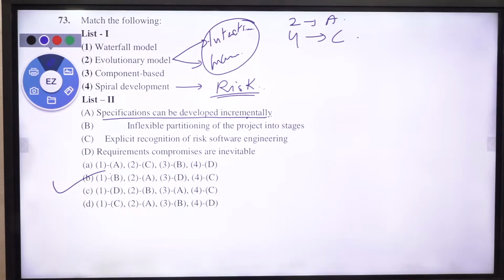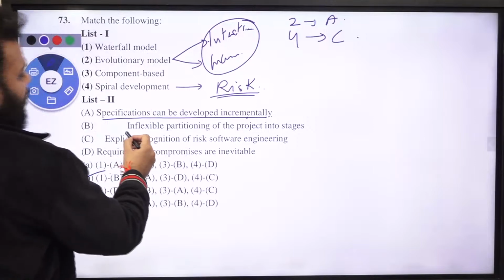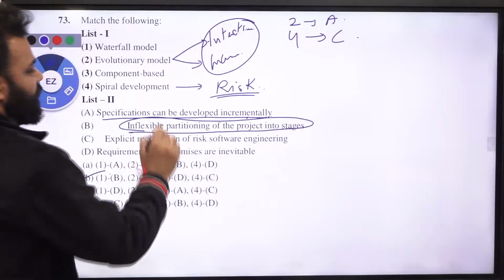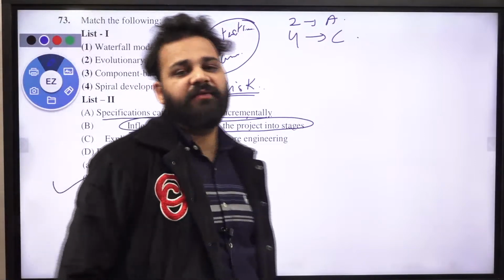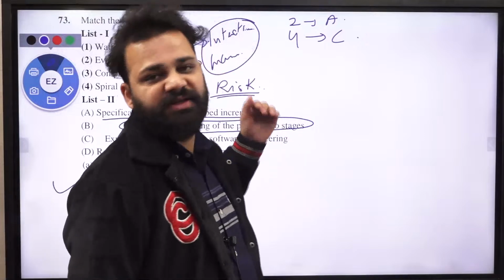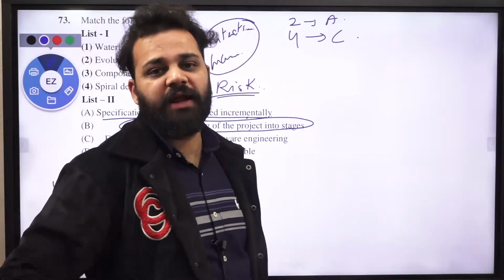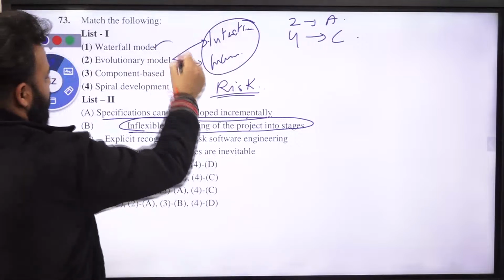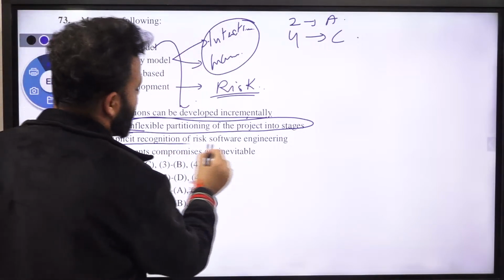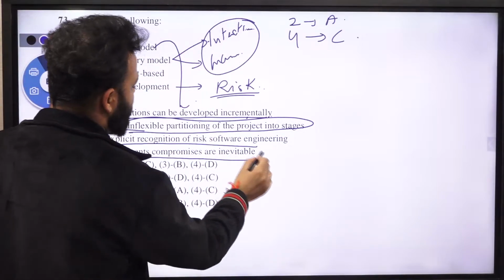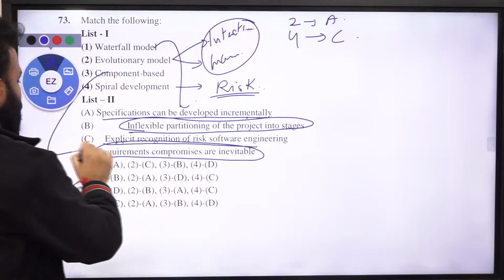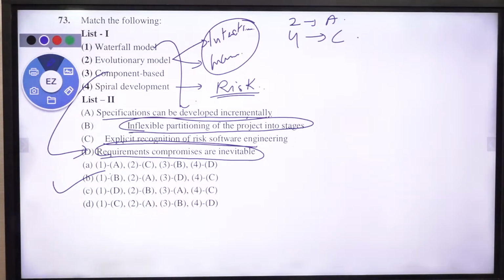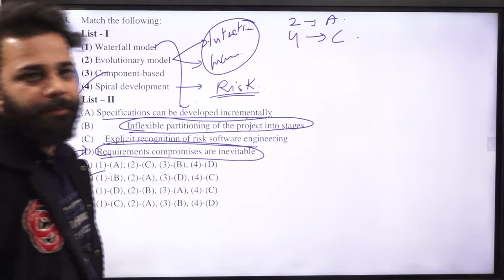After that, waterfall model: inflexible partitioning of project into stages. Inflexible means the thing that I mentioned in the previous question also. There is no feedback, so there is very less flexibility in waterfall model. And similarly, the explicit recognition that requirements compromises are inevitable is in component based software model. So the correct option will be option B.